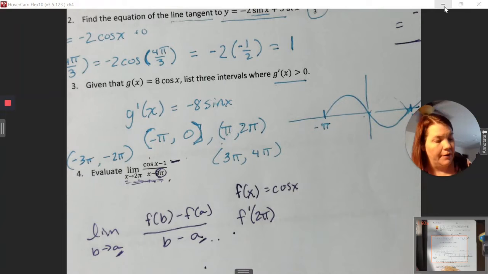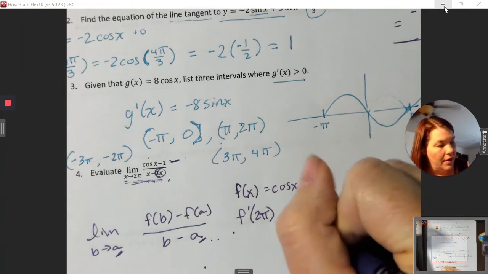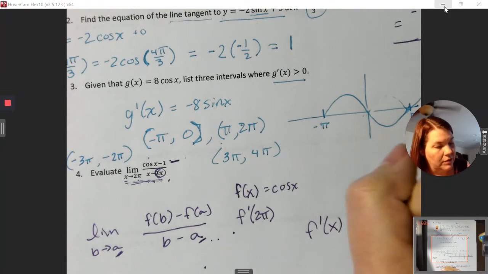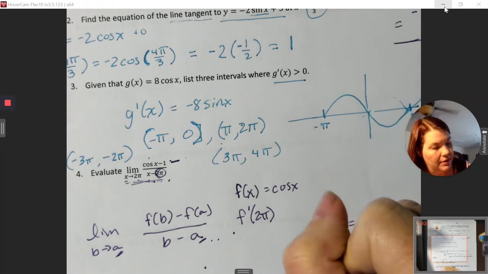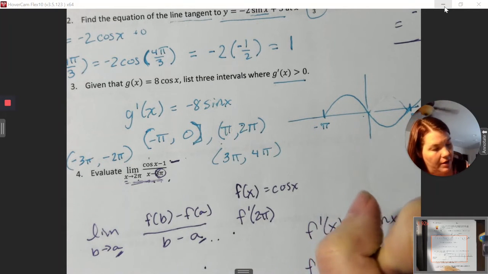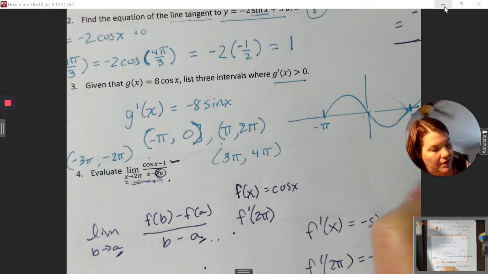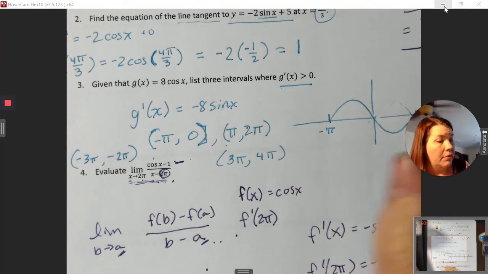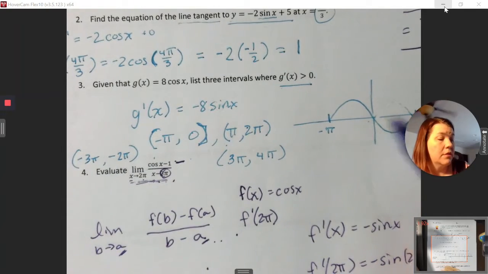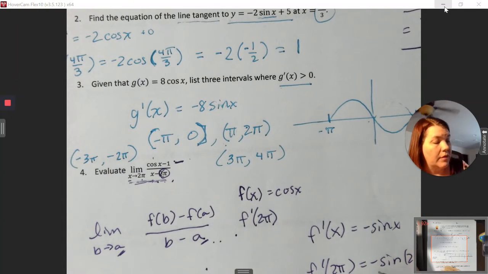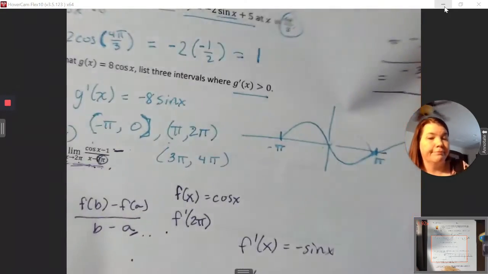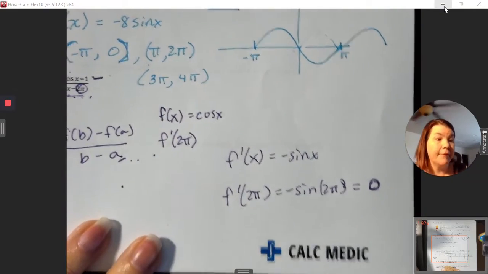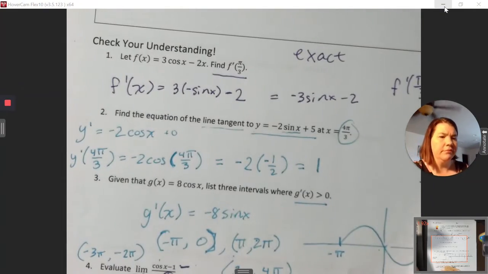Okay, all right, so let's just do the derivative. f prime of x equals negative sine x. So f prime at 2 pi is equal to negative sine at 2 pi, and sine at 2 pi is, I believe, yeah, it's 0. So negative sine will be 0 as well. Wasn't that fun? That's kind of fun.